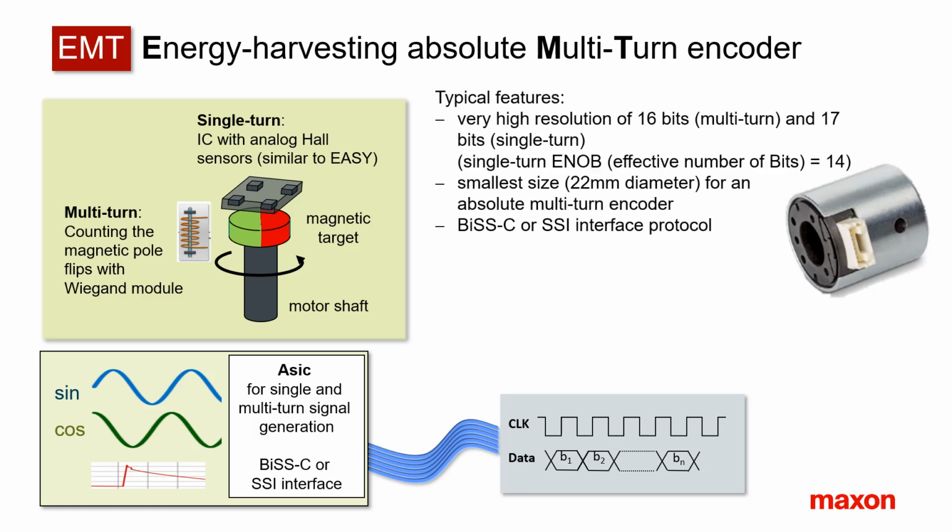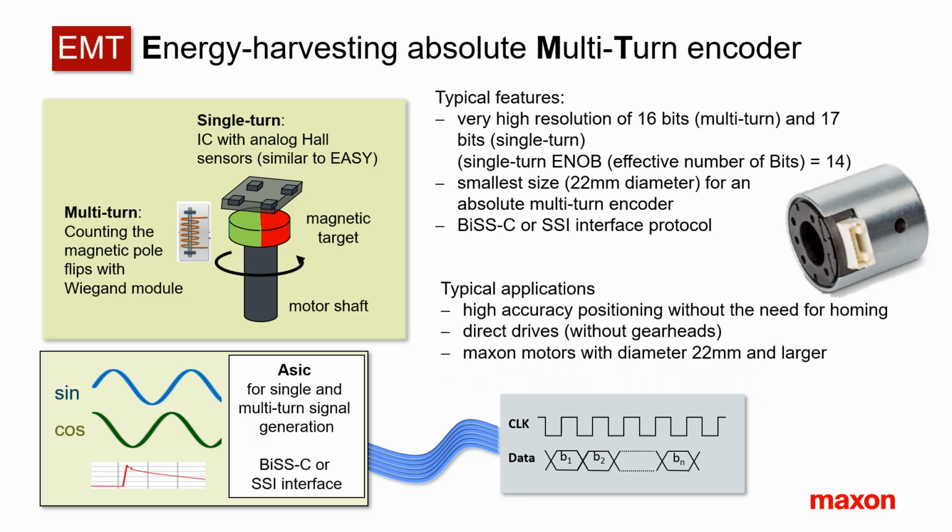The resolution within one turn as well as the number of countable turns are very high, 10 and 16 bits respectively. The small size of just 22 millimeters makes it unique on the market. The 22 EMT is available with one of the standard interface protocols for absolute encoders, BiSS-C or SSI. Typical applications include high-precision positioning without the need of time-consuming homing procedures. The high resolution can typically be used for direct drive applications without gears.